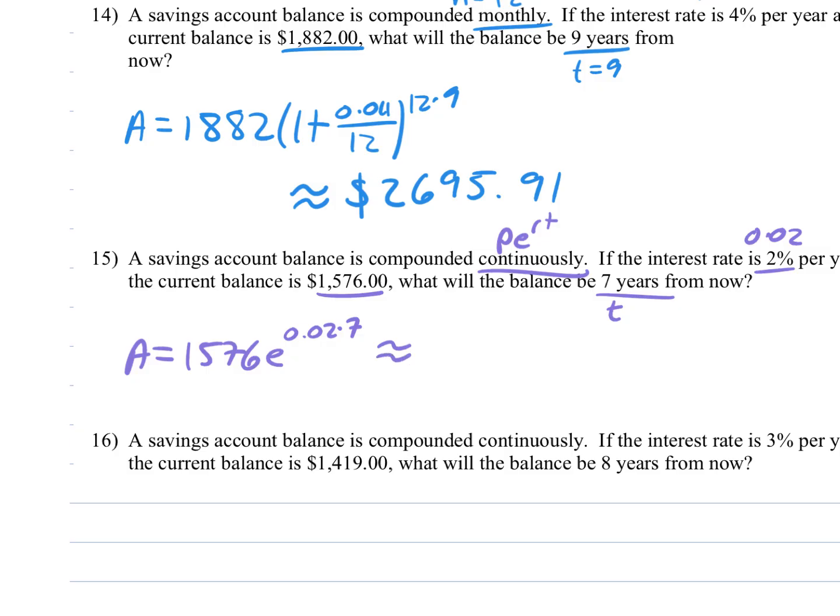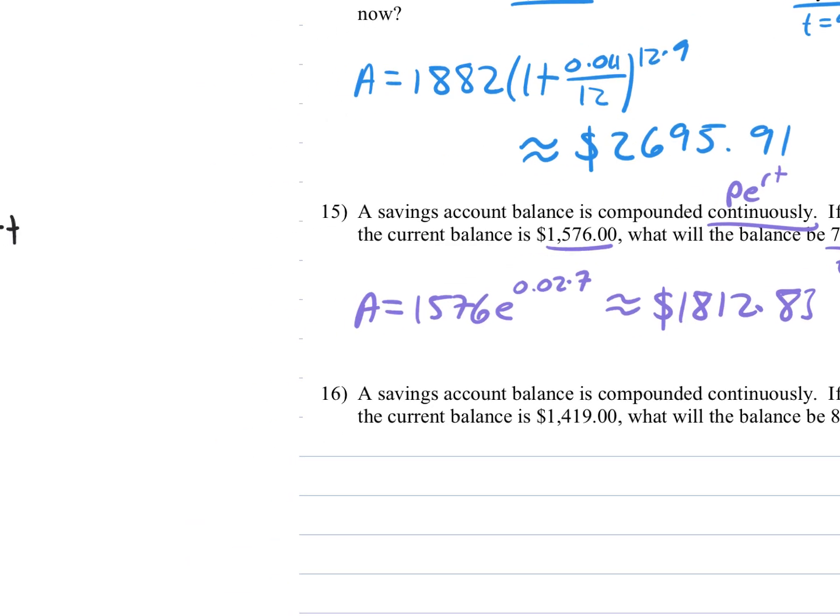Plugging this into your calculator, you can put it in exactly as you see it. Should get you approximately $1,812.83. A lot of you were asking me, how do you get e on the calculator?